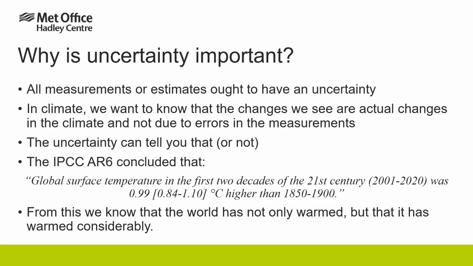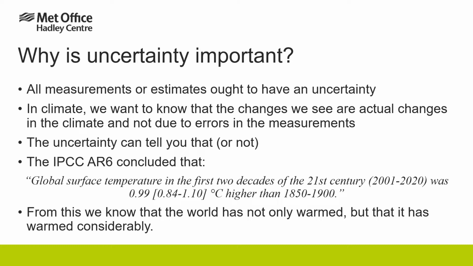Now, why is uncertainty important? Well, first of all, from a scientific point of view, all measurements or estimates ought to have an uncertainty. And maybe this will explain why. In climate, for example, we want to know that the changes we see are actual changes in the climate and not due to errors in the measurements. And the uncertainty can tell you that, or not, of course, if the uncertainty is very large relative to the measured value.